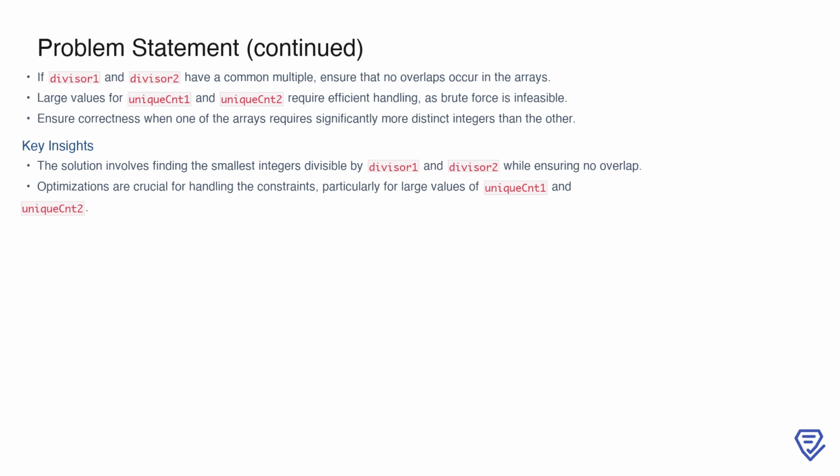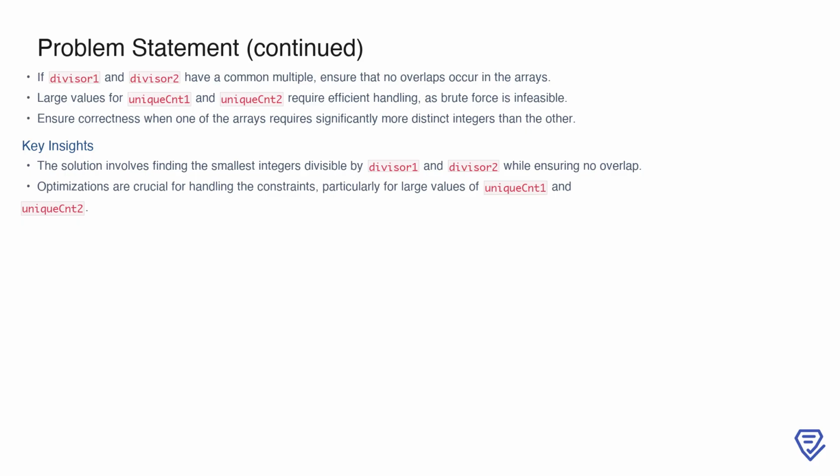Correctness is another key challenge, especially when one array requires significantly more distinct integers than the other. The core insight to solving this problem lies in finding the smallest integers divisible by divisor1 and divisor2 while ensuring no overlap between the two arrays. Optimizations are essential to handle the large constraints effectively, which means leveraging mathematical properties of divisors and efficient algorithms to construct the arrays.